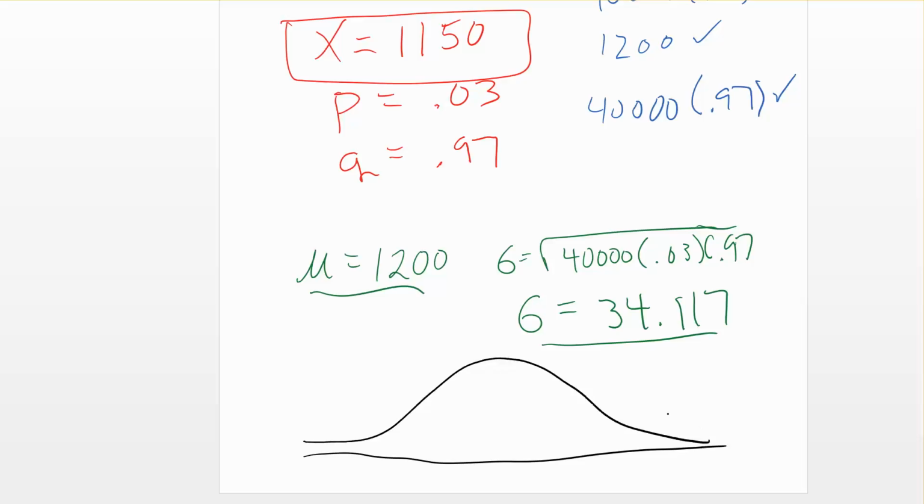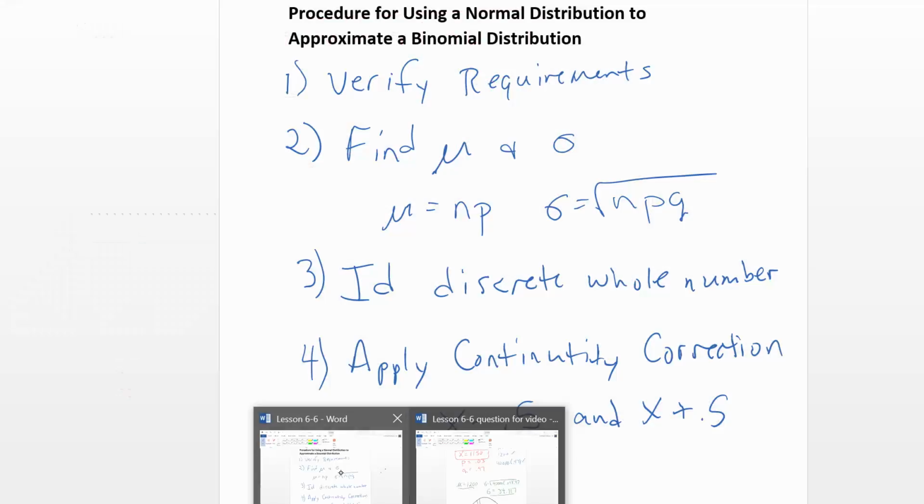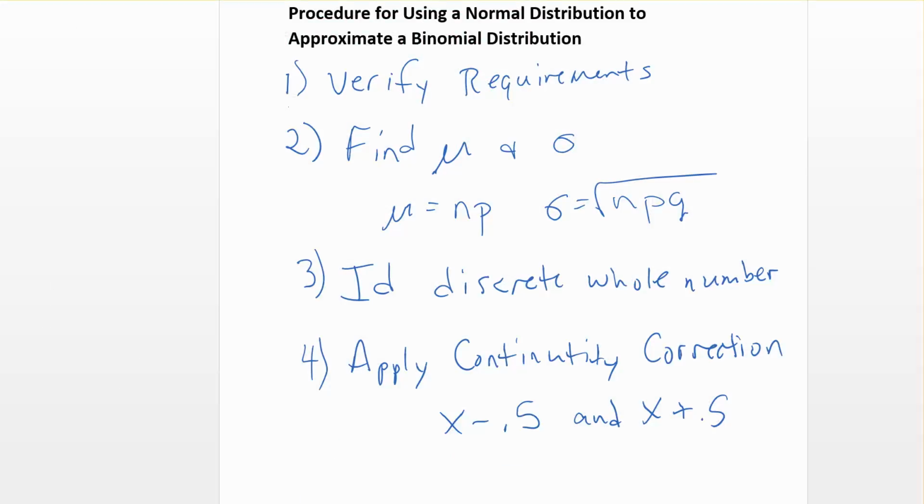Here's our normal curve. We know our mean to be 1200. We know that 1150 would be a little less than that. And instead of using 1150, we're interested in using plus or minus 0.5 of that. So we're going to build this vertical strip around 1150 where we have 1149.5 and 1150.5. We're going to use one of those two numbers instead of 1150 depending on what the problem asks. So now that we've identified that vertical strip, we're ready for step 5 on here.